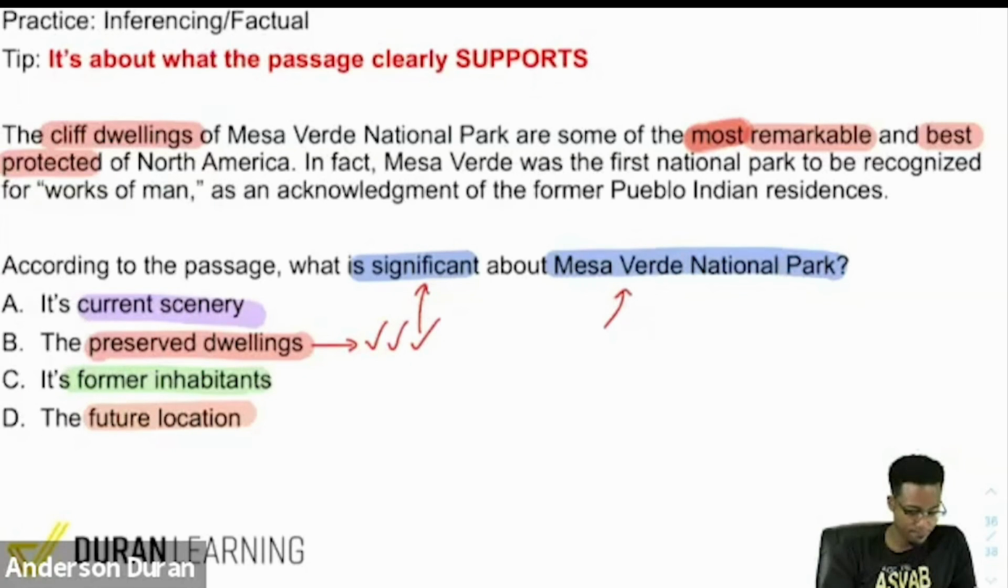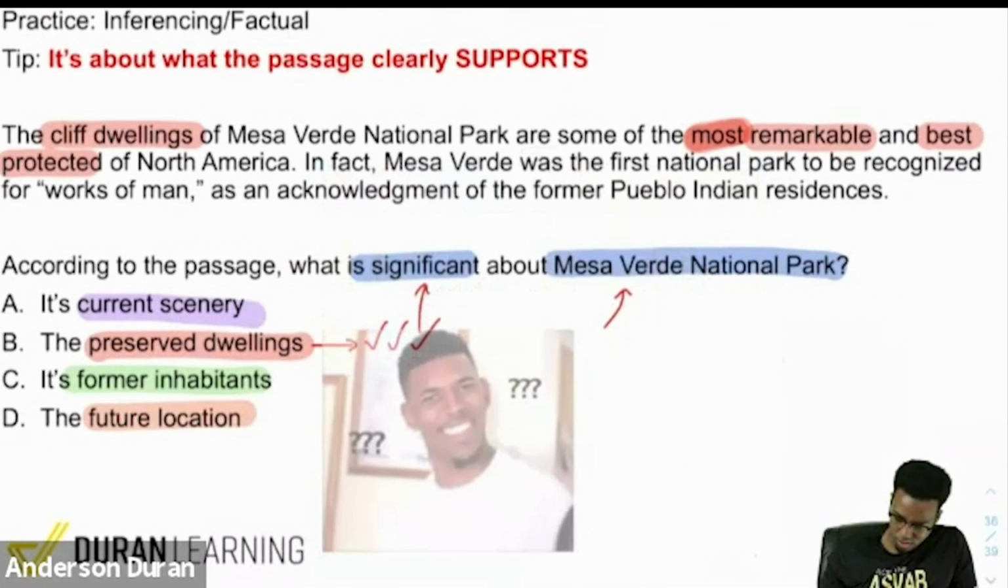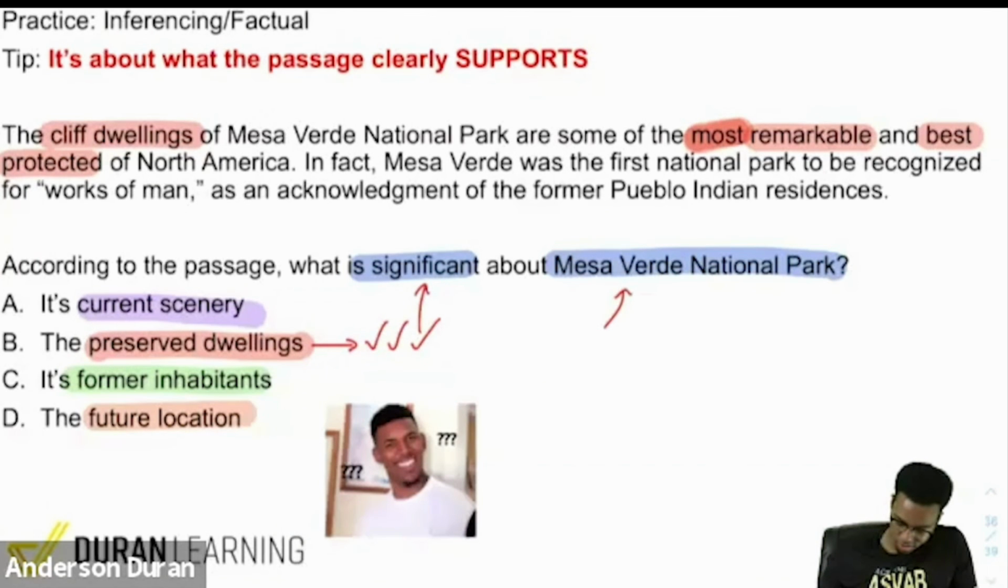And then if you also read that same sentence, in fact, Mesa Verde was the first national park to be recognized for works of man. They're recognized for works of man. So maybe this is why you would have picked the inhabitants, because it says works of man, but we're looking for works. What are the works of man that we're talking about here? What is being acknowledged? What is the works of man? The preserved cliff dwellings. So again, and then D, the future location. I'm not really sure how we're going to move a national park, but that's automatically out for me. All right, guys, does anyone have any questions about that?